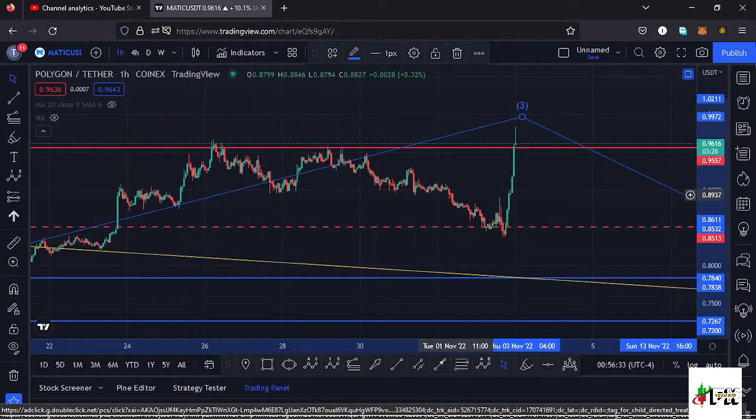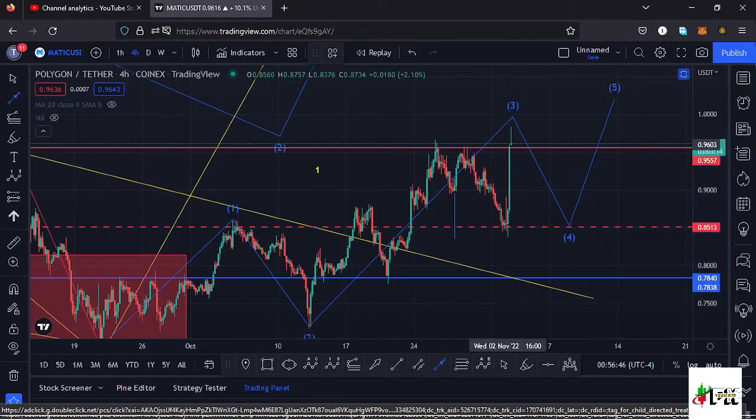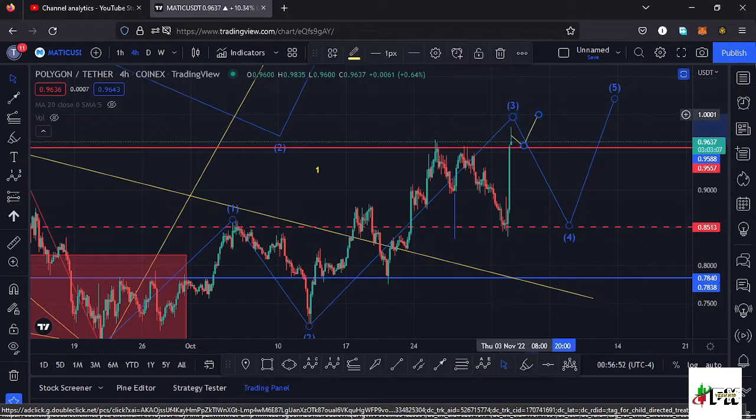retest of that key area of resistance, you can see even here on the 1 hour chart we have not seen a retest, so there is a possibility of Polygon Matic giving us a retest of that key area of resistance at around the $0.95 mark before we continue pushing higher to fully maximize the target area to the upper side in the formation of that wave 3.